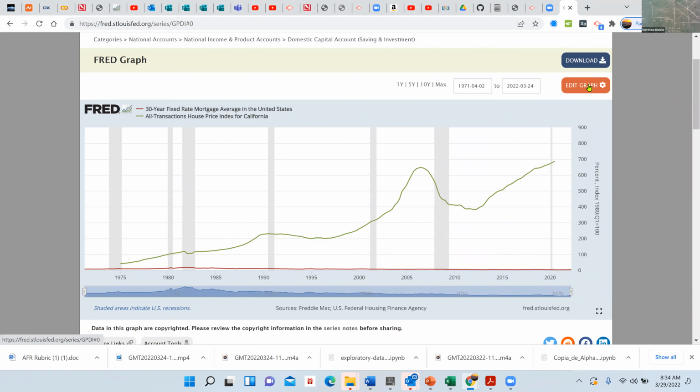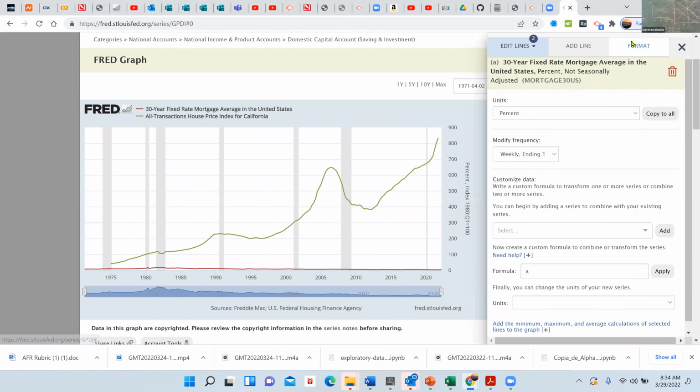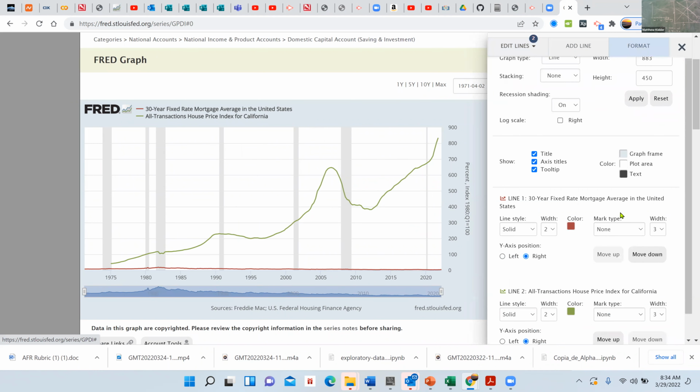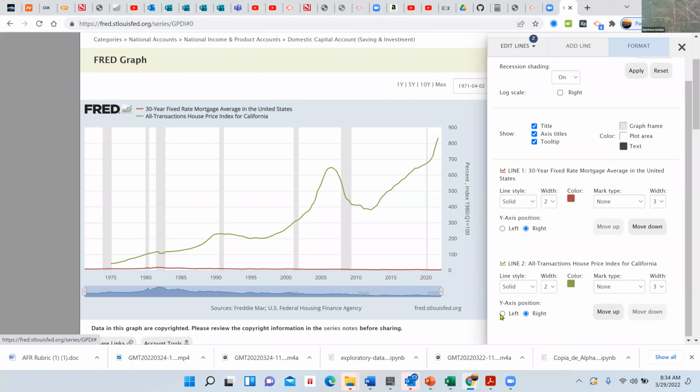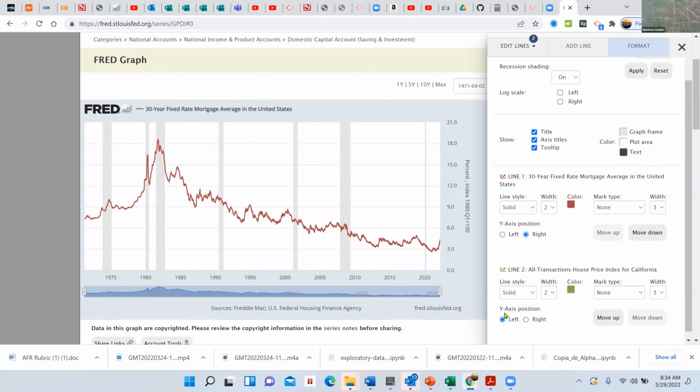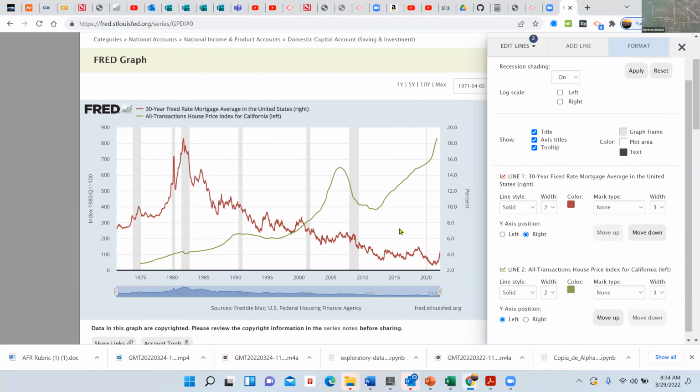And then I'm going to edit the graph. I'm going to put them on different axes again so we can see this. Let's put this on the left. So I'm going to put the home prices on the left. I got the mortgage on the right. You see 2001 dropping.